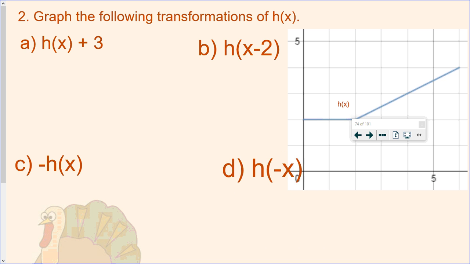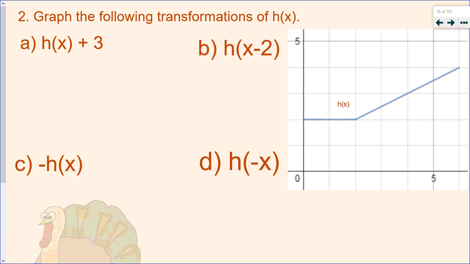So take a look at my function. This is h of x. You can see it's definitely going to be a piecewise function pieced together between two linear functions. It's constant, and then we have a slope of 1/2. What happens if I take h of x plus 3? What is done during that transformation?